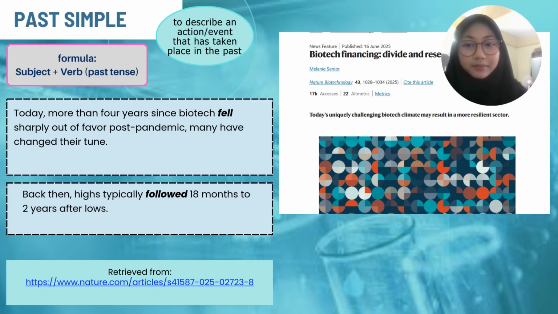Okay, for the first one is past simple. Past simple is used to describe an action or event that has taken place in the past. The formula for past simple is subject plus verb past tense. Okay, let's go to the first example.